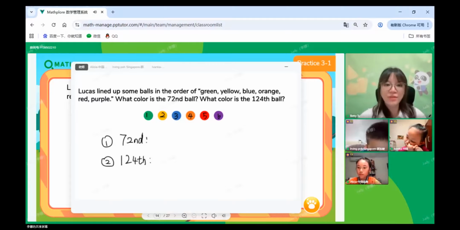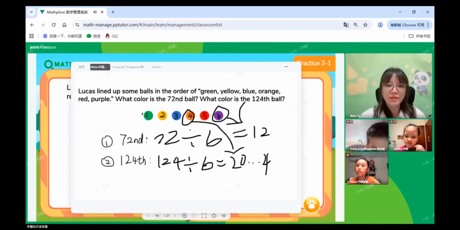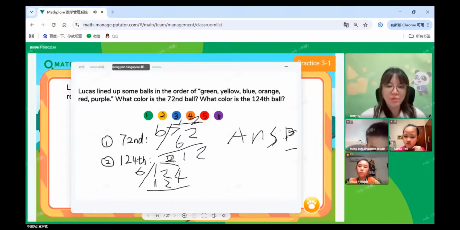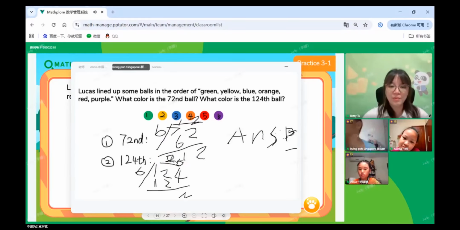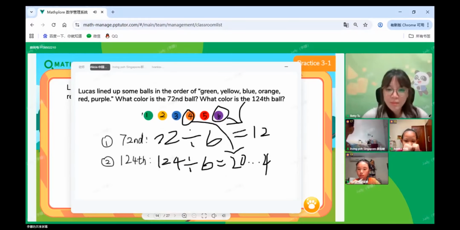Okay, everybody, the first one we don't have a remainder. Good. Ivanka, so if we don't have a remainder, the color will be which one? Like the last one? Good. So it will be purple, right? If we don't have a remainder, that will be the last one in the last group, the 12th group. So which is purple.